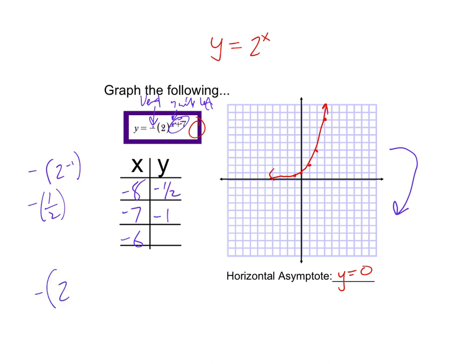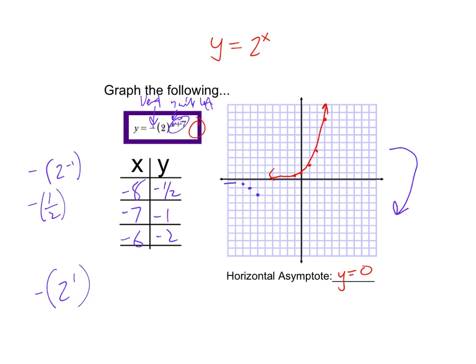And again, when I put a negative 6 in there, negative 6 plus 7 is 1. So it'd be a negative 2 to the first. Well, 2 to the first is 2. Make that a negative, so that would be negative 2. So I would have the points negative 8, negative 1/2, negative 7, negative 1, and negative 6, negative 2.